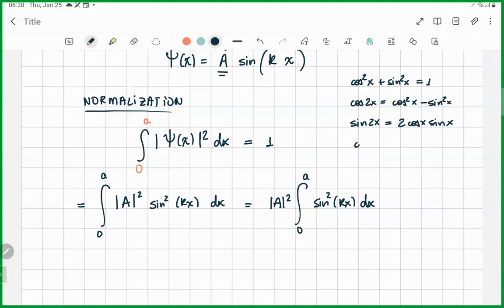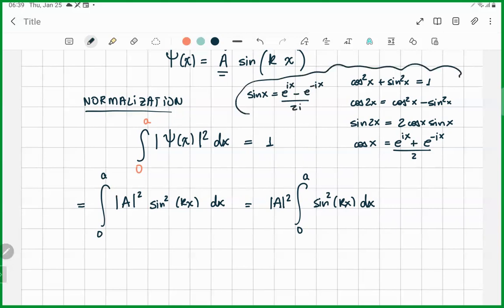What else do you know? Cosine of x is e to the ix plus e to the minus ix, divided by 2. Sine of x is e to the ix minus e to the minus ix, divided by 2i. So try to remember these relations. They will be very useful.